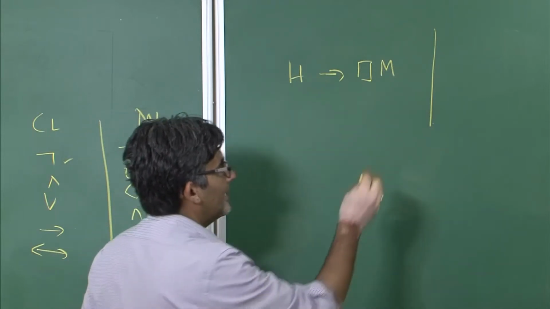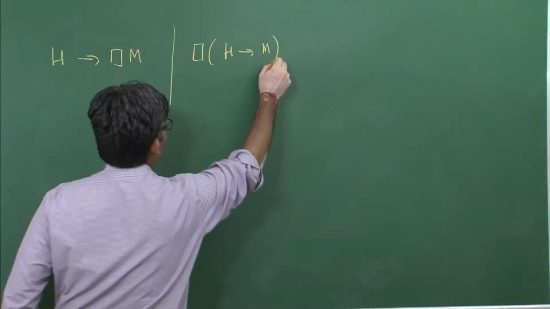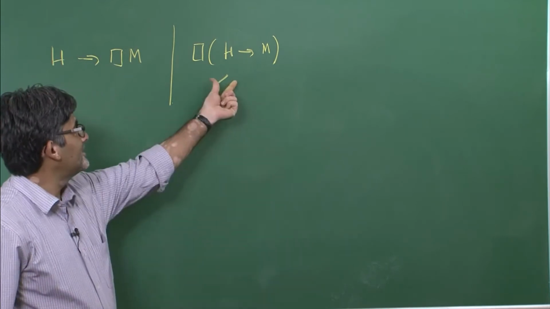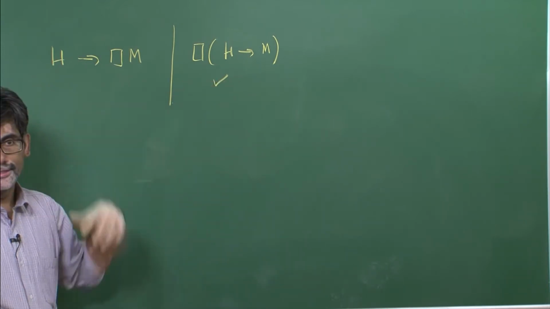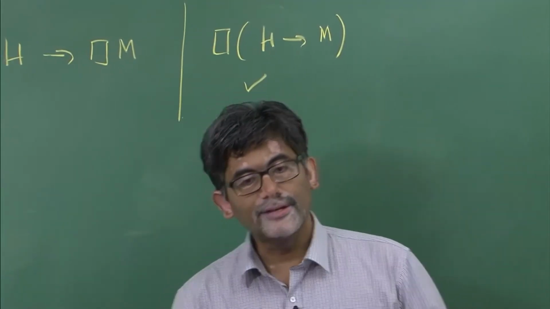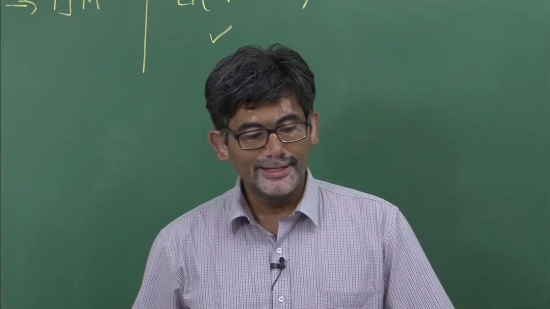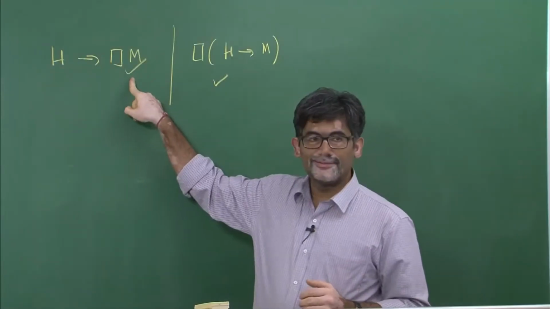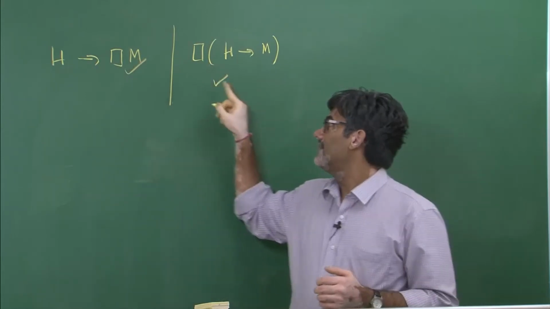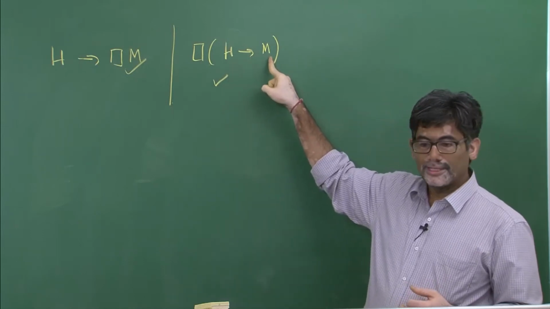So the second translation is this one, necessity of H implies M. In most of the cases, what we are trying to state is that this is the correct translation over the other one. Suppose you are in confusion that you have two such translations, the idea here is that if you go with a simply literal translation, this seems to be the appropriate translation. If Socrates is human, he must be mortal. Here this says that if Socrates is human, then he has to be mortal.